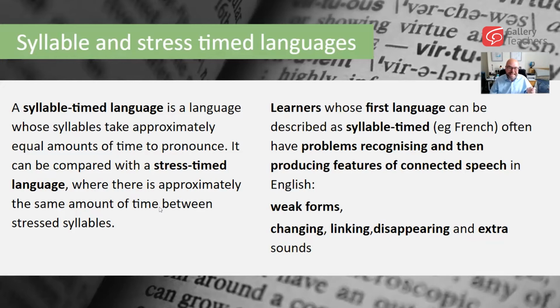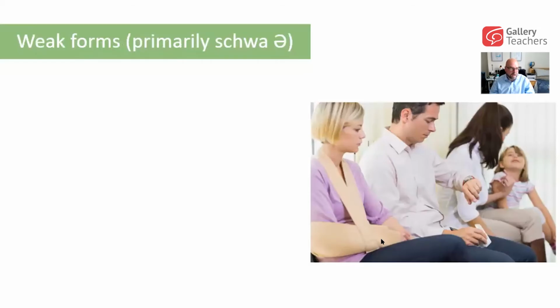Now, this is really confusing for learners of languages which are primarily or entirely syllable timed. They have difficulty recognizing and then producing these features of connected speech in English. And those features, importantly, will be weak forms, the schwa sound, but also what happens at word boundaries and how, when they come together, they change, they link, they disappear, and other sounds come in, extra sounds. And that's really what I want us to be focusing on at a general level here today.